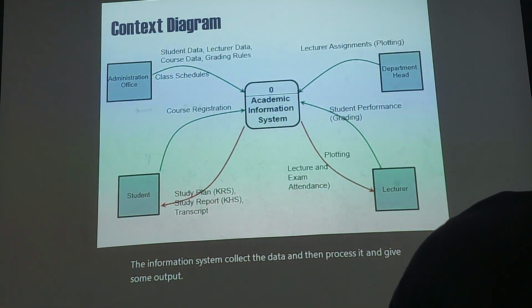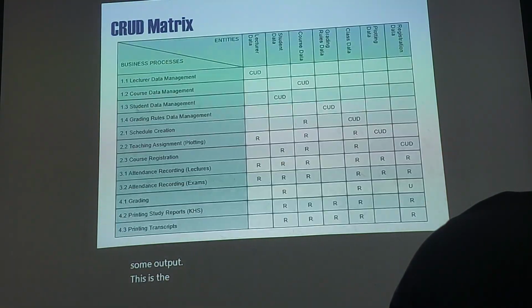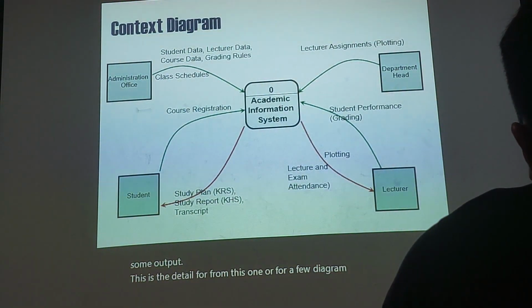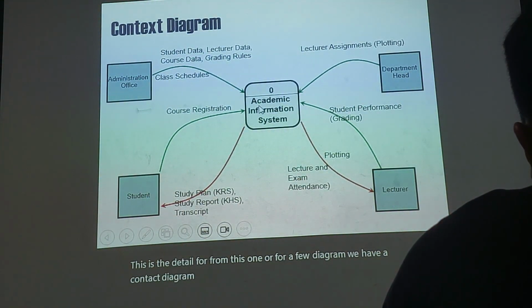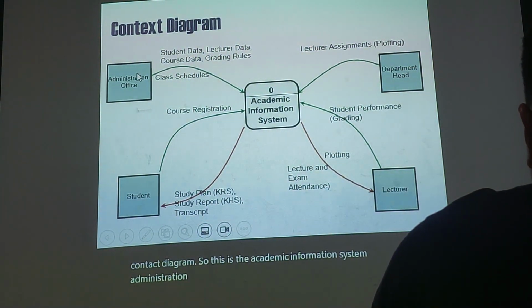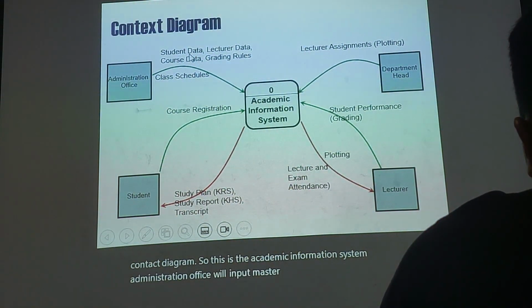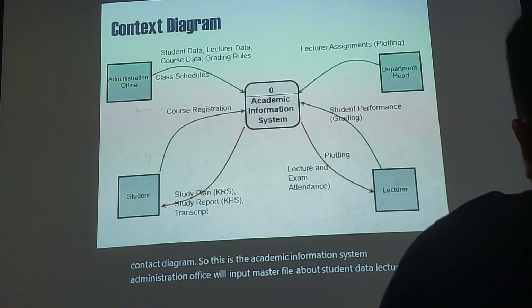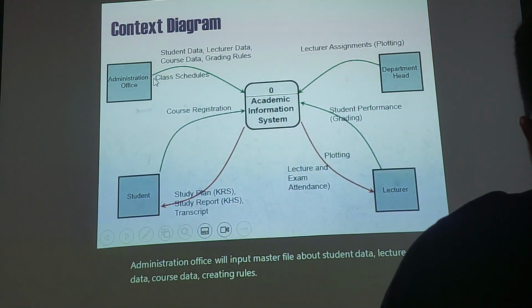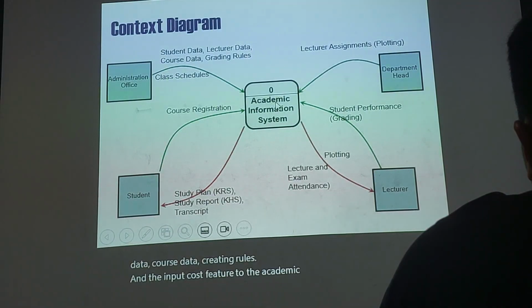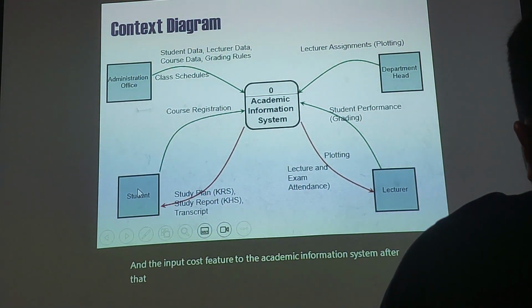This is the detail from this overview diagram. We have a context diagram. So this is the academic information system. The administration office will input master files about student data, lecture data, course data, grading rules, and they input the class key to the academic information system. After that, students will register their courses.